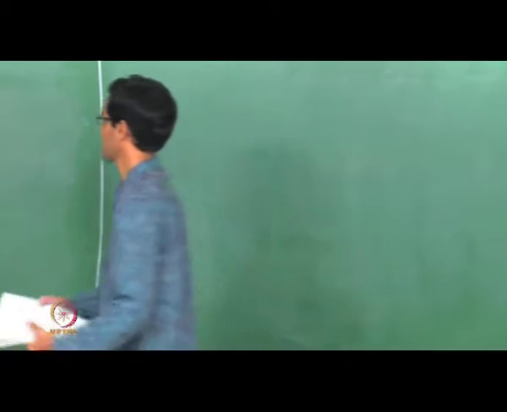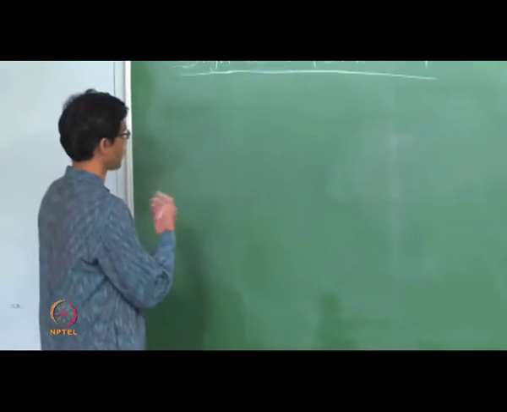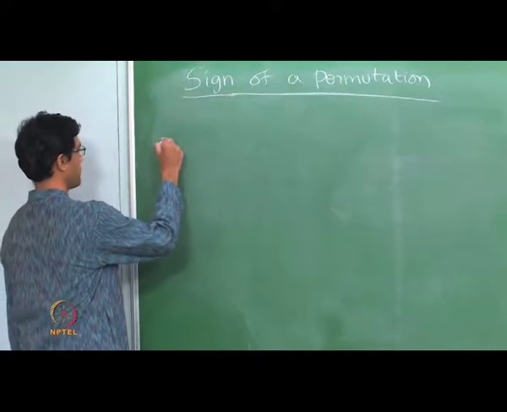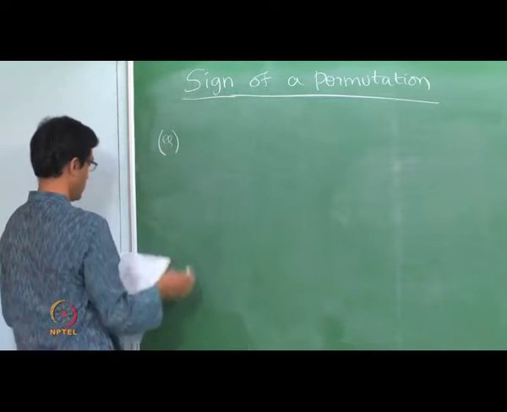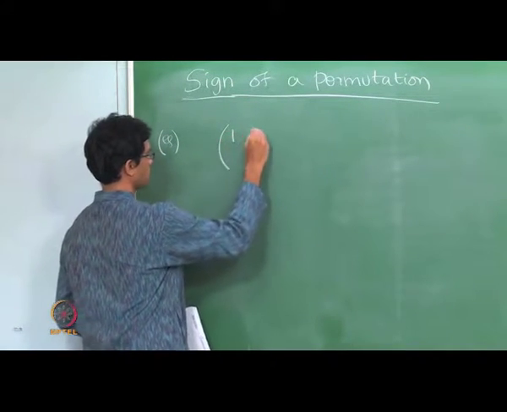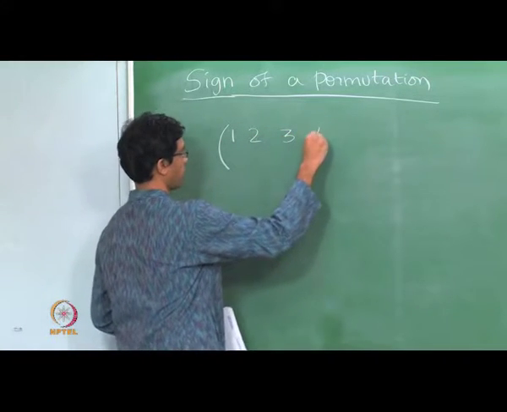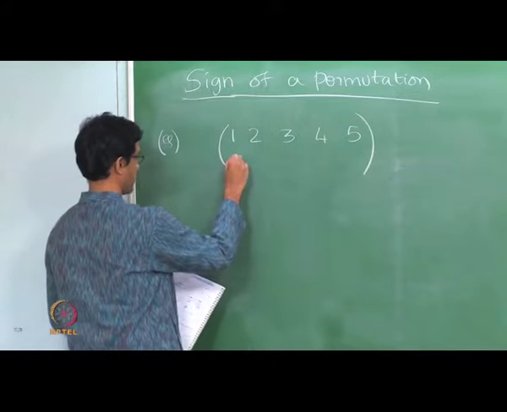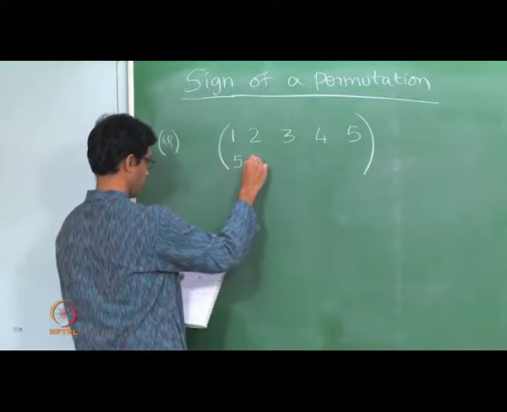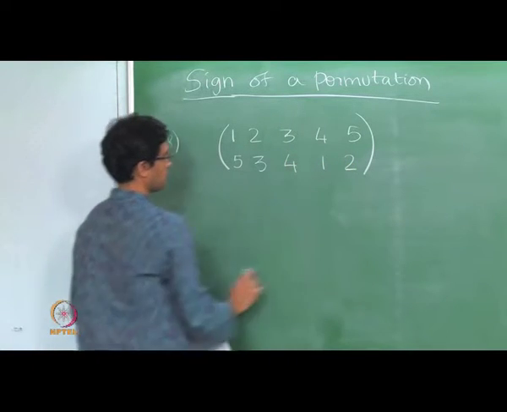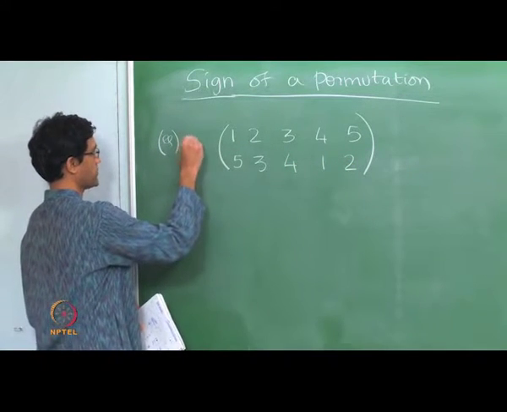Welcome back. So what I want to talk about today is the notion of a sign of a permutation. Again we will do this by example. Let us look at the following permutation written out in 2-line notation. So now I look at the numbers 1 through 5, and here is the permutation, which is 5 3 4 1 2. Let us call this permutation pi.